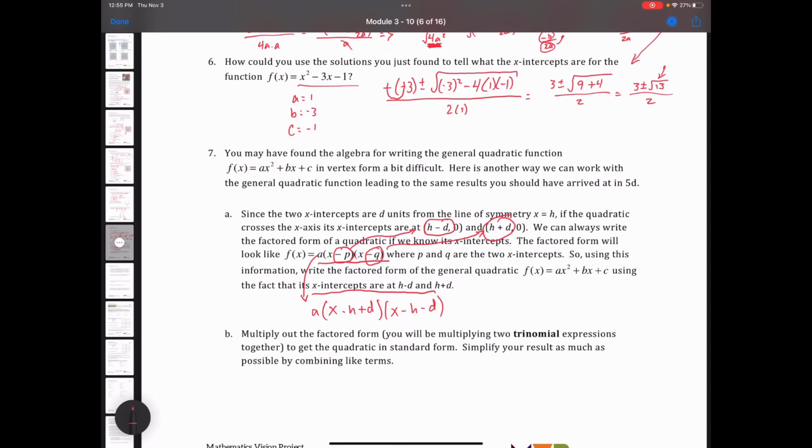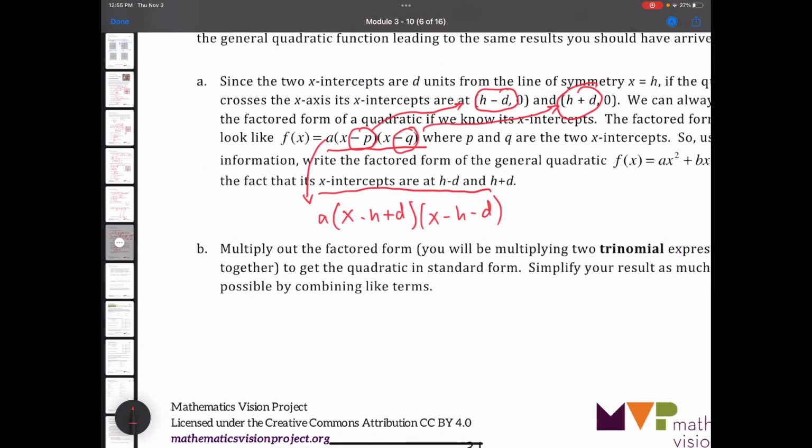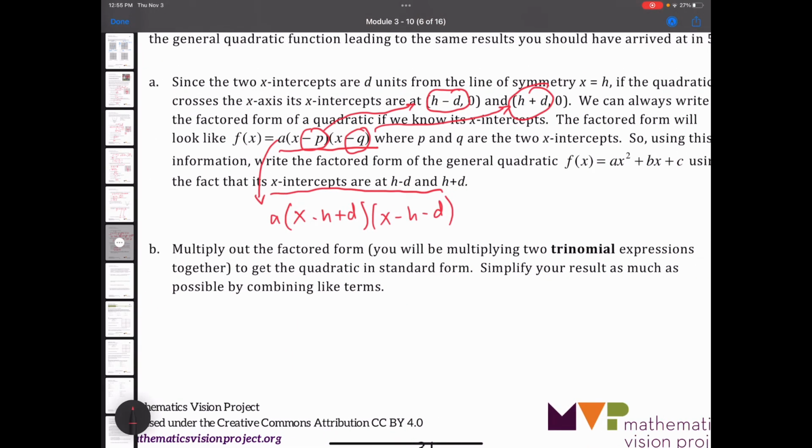Now we're going to have to multiply this trinomial factored form, which is very similar to foiling, but instead we have to multiply every term in the first trinomial by every term in the second trinomial. So what that kind of looks like is this right here, where you distribute the x through, and then you'll distribute this negative h through, and then you distribute this d through. Okay, so there's a lot of things happening there, but we'll do it kind of systematically, leaving that a out front until we simplify everything inside this multiplication. Then we can multiply the a through if we need to.